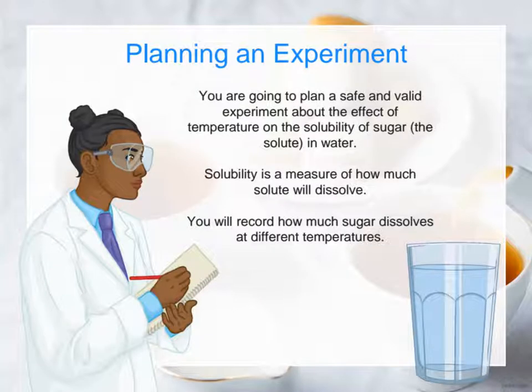We mentioned that temperature must be specific. Do you think that the maximum amount of solute will change as I increase the temperature? In order to know, prepare yourselves to do this activity. In this activity, you're going to plan for a safe and valid experiment about the effect of temperature on the solubility of sugar, which is the solute, in water. What is solubility? Solubility is a measure of how much solute will dissolve. You will record how much sugar dissolves at different temperatures.